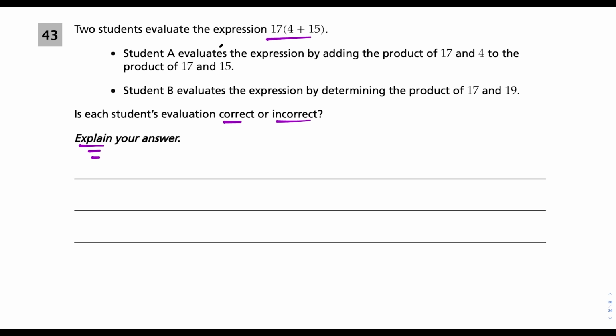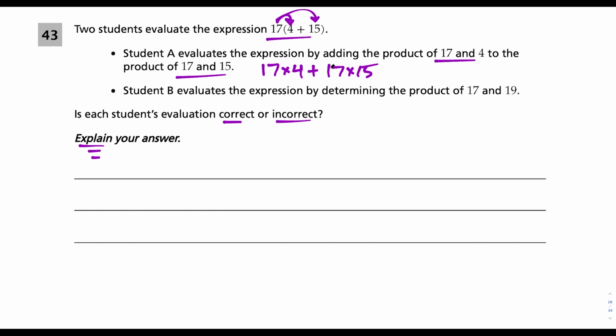So student A evaluated the expression by adding the product of 17 and 4 to the product of 17 and 15. Well, notice that student A just used the distributive property. What they did was, once again, 17 times 4 plus 17 times 15. So that's the result of using the distributive property, which is a valid technique. Okay, this will work. So student A is correct.